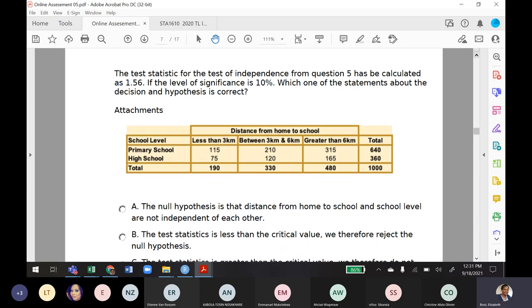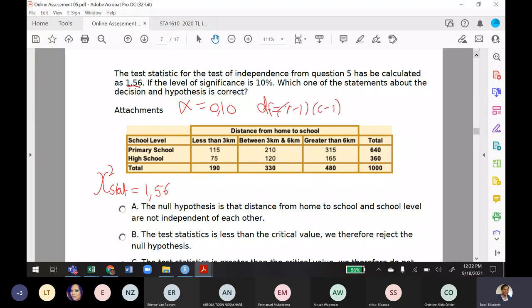So now they say the test statistic for the test of independence from question 5 has been calculated as 1,56. So it means they calculated the chi-square statistic and found that the answer they got was 1,56. If the level of significance alpha is 10%, so alpha is 0,10, which one of the following statements about the decision is correct? So it means we need to go find the degrees of freedom, which is the number of rows minus 1 times the number of columns minus 1.